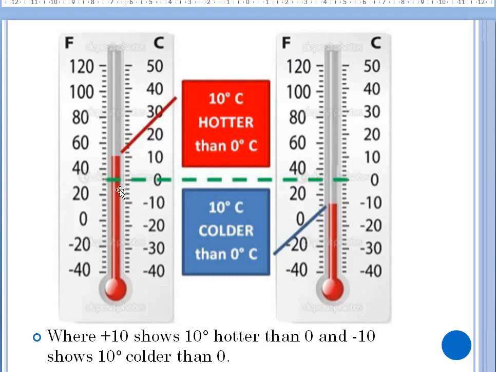Now it's 0 degrees. This is 10 degrees hotter than 0. And suppose this temperature is 10 degrees colder than 0, cooler than 0. It's below 0. It's minus 10. Above 0 is plus 10. Below 0 is minus 10.